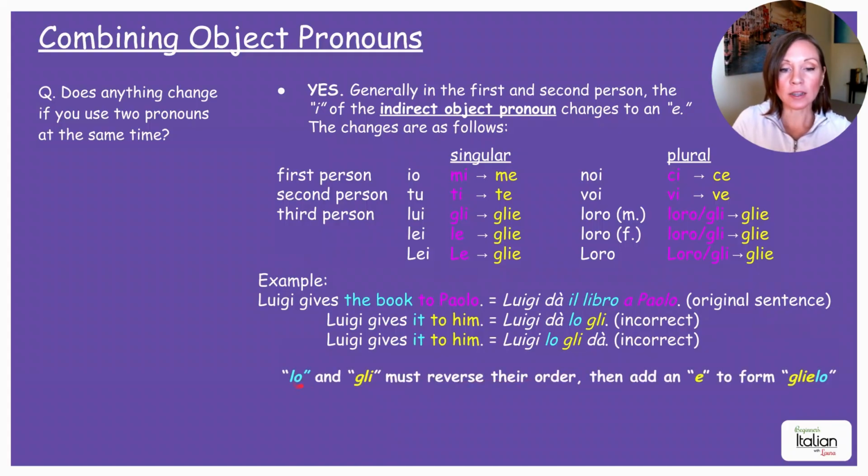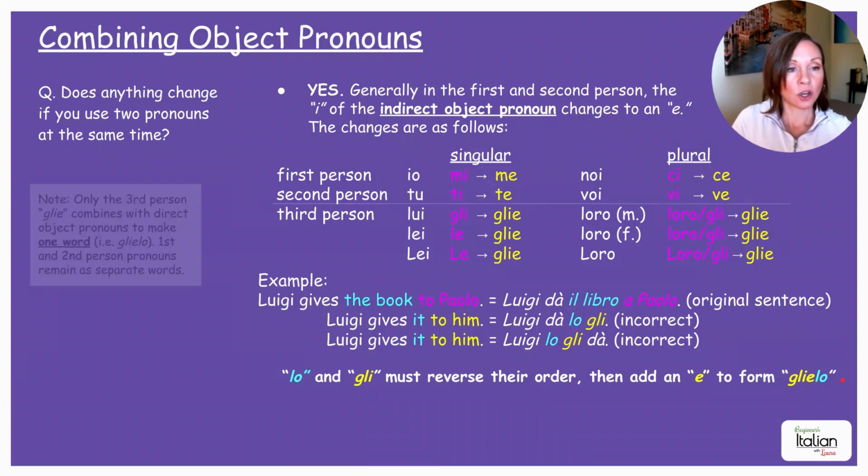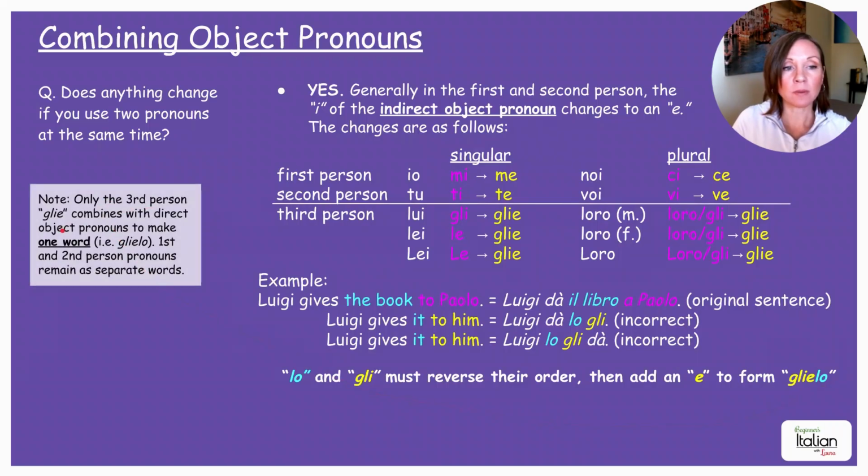So the lo and the gli must reverse their order and then add an E, okay, add an E here, to form glielo. Glielo. That's all one word here. I just put it in two different colors so you can see what I did here. Note only the third person glie combines with direct object pronouns to make one word, glielo. The first and second person pronouns remain as separate words. Okay, so these do not combine, but the indirect object pronoun still comes before the direct object pronoun, but they just do not form one word.